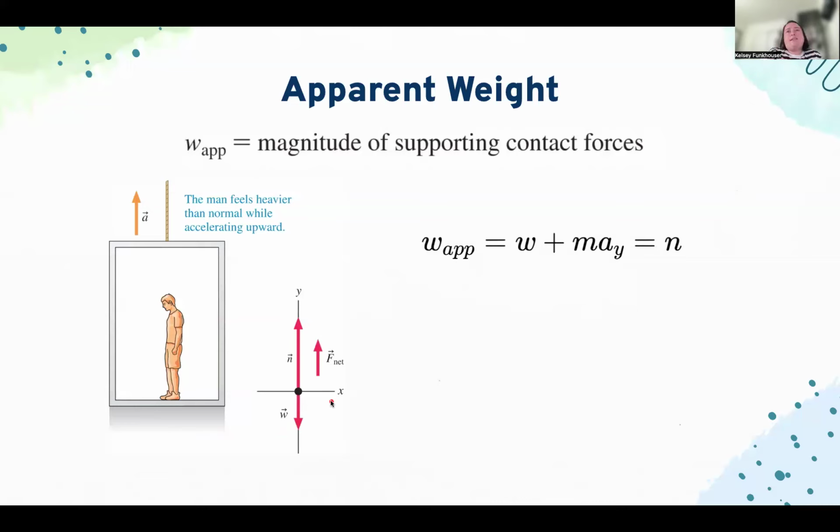We can, from our free body diagram, get our net force equation, rearrange it, and solve for the normal force, and we get this. The normal force in this situation is equal to the weight plus the mass times whatever the acceleration is. This normal force here is the apparent weight. In general, the apparent weight is just the magnitude of supporting contact forces. So it's the weight you feel. When it comes to accelerated motion like this, the direction of the acceleration affects the apparent weight you experience.